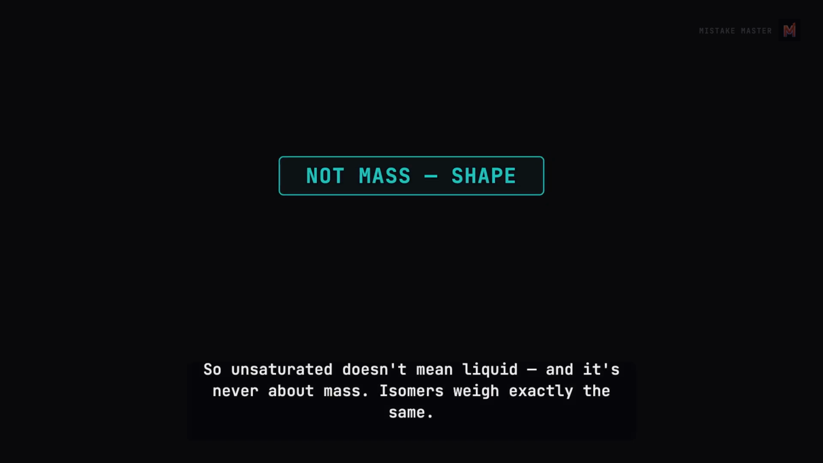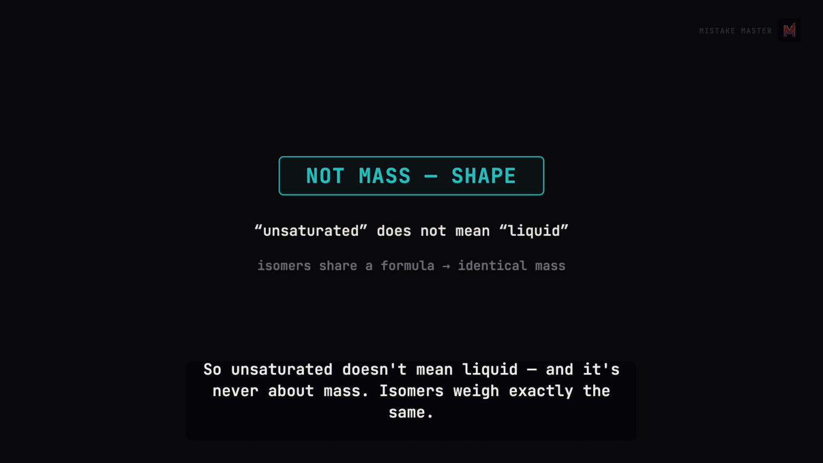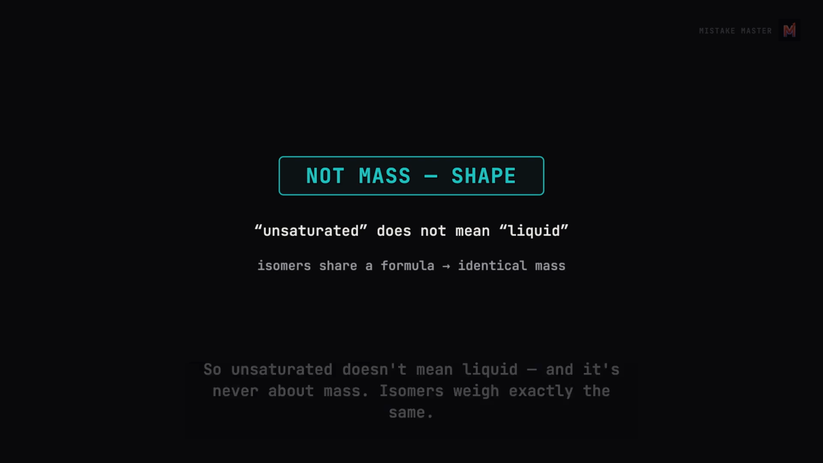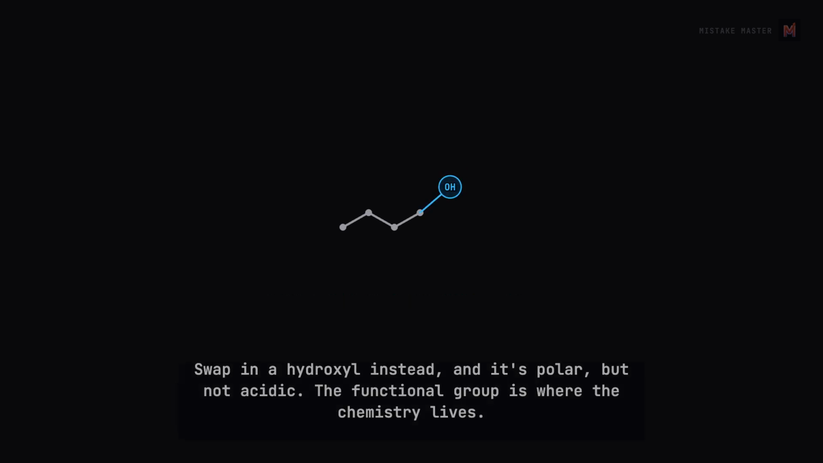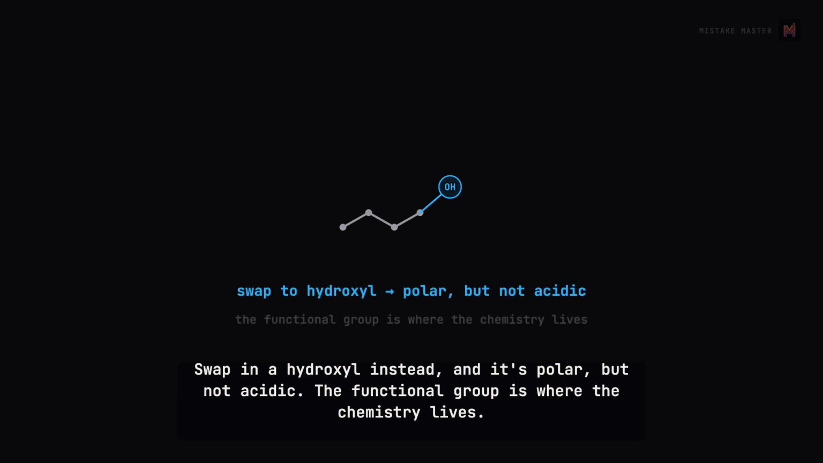So unsaturated doesn't mean liquid, and it's never about mass. Isomers weigh exactly the same. One last costume. Same carbon skeleton, clip on a carboxyl, and it's acidic. Swap in a hydroxyl instead, and it's polar, but not acidic. The functional group is where the chemistry lives.